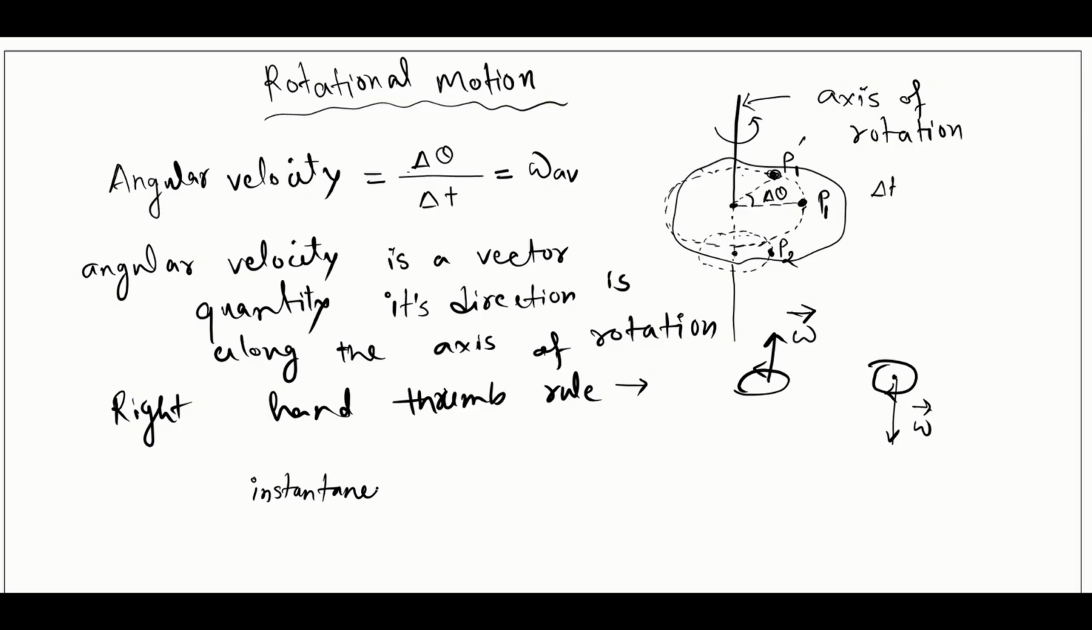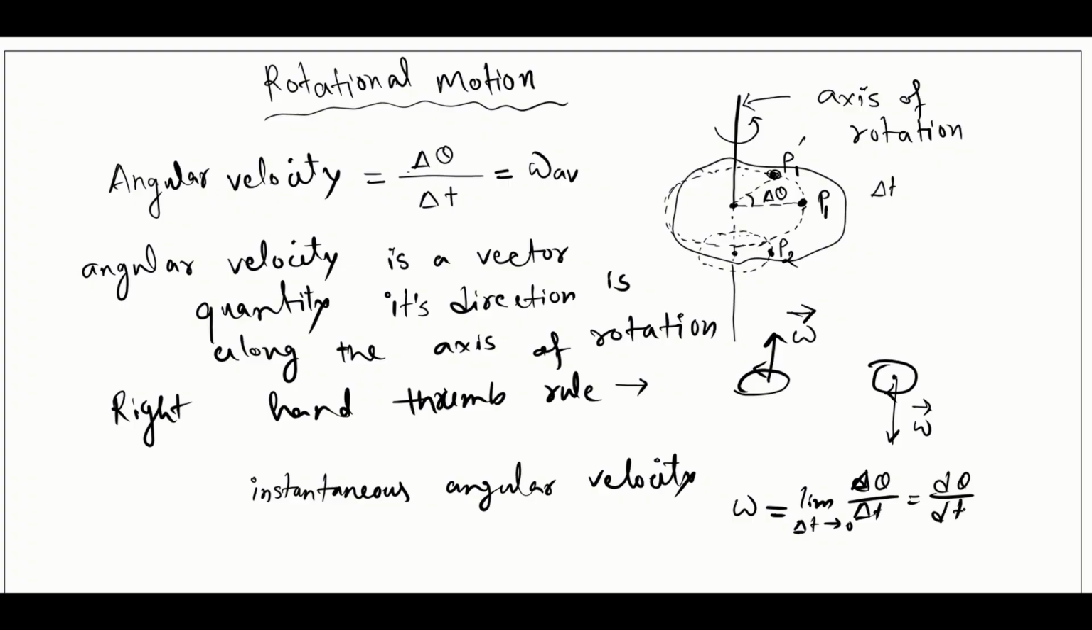Instantaneous angular velocity omega is equal to, if a very small angle is covered in a very small time, then you can take the limit delta t tends to 0 of delta theta by delta t, which is equal to d theta by dt, and this is a vector.